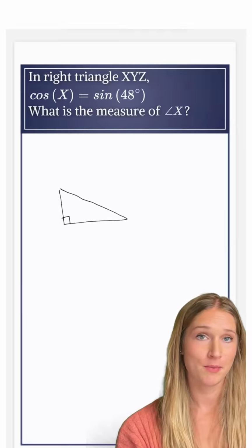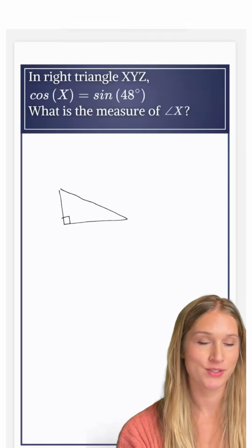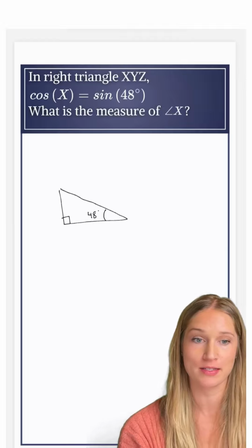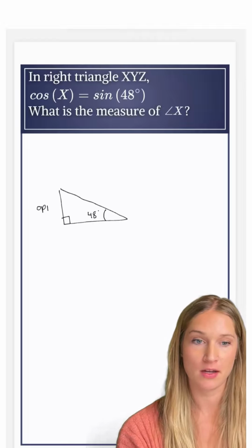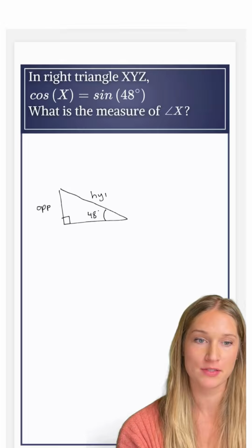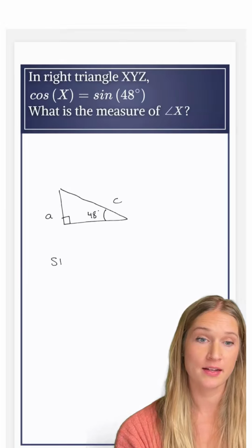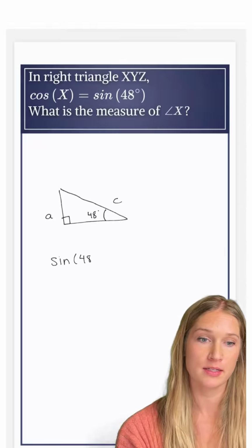XYZ. I'm also told that cosine X is equal to sine of 48 degrees. So let me go ahead and pick an angle and I'll label it 48 degrees. So let me label this bottom right angle as 48 degrees. I know that sine is my opposite over my hypotenuse, which I will label sides A and C. So sine of 48 degrees is going to equal A over C.